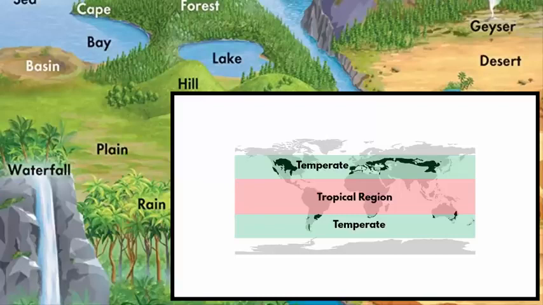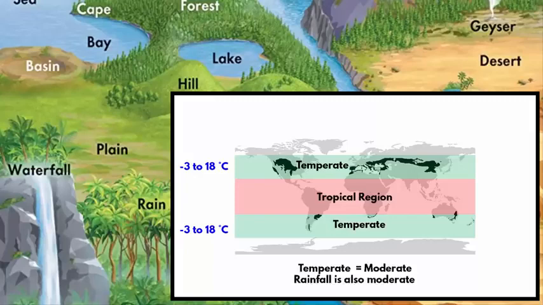If you look at the temperature in this region, it is somewhere between -3 to 18°C. That means the average yearly temperature in this region are not extreme because the meaning of the word temperate is moderate. Even the precipitation is moderate here. That is why these temperate grasslands are a difficult place for tall plants and trees.